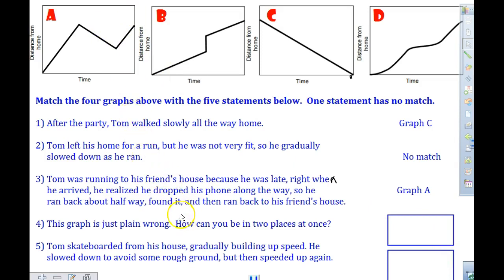So we're going to continue with the last two. The graph is just wrong if we are looking at this. Which one says he's in the same place at the same time? B. You can't be here at this point and at this point and at this point all at the same time. Your distance from home, it's like you're in 3 places at once, right? And then the last one would be D.